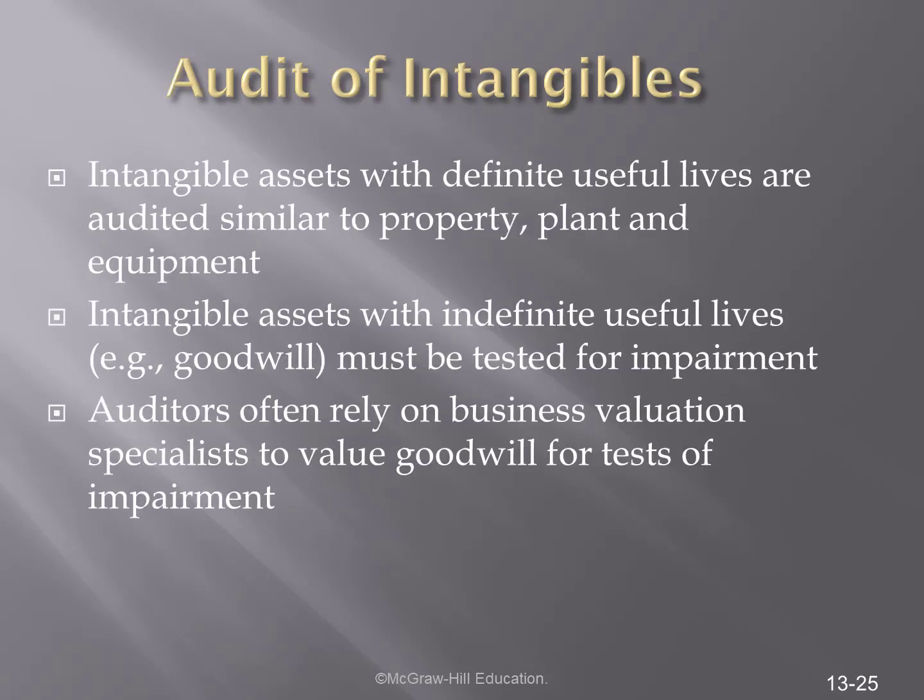When we are auditing intangible assets, we're auditing these similar to property, plant, and equipment, determining if the depreciation is appropriate, determining useful life, making sure that the depreciation is based upon the useful life and not necessarily, as an example, based upon the patent life. Intangible assets with an indefinite life, such as goodwill, need to be tested for impairment. The auditor is going to rely on business valuation specialists to value goodwill as part of the impairment test.